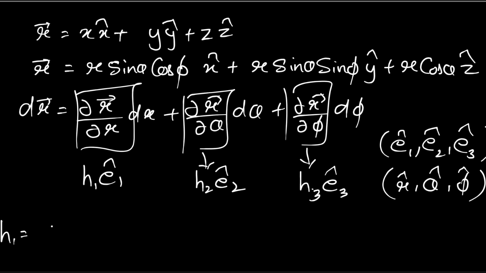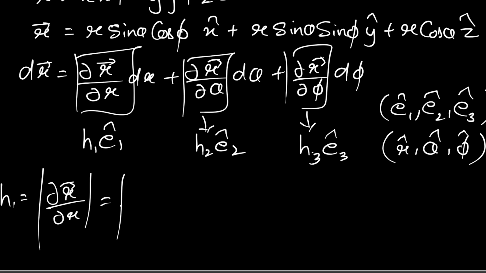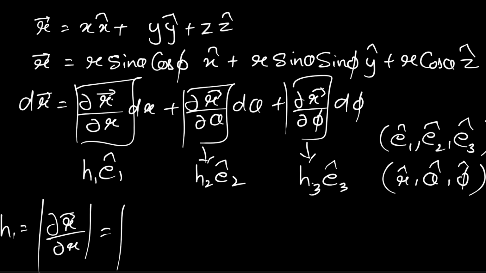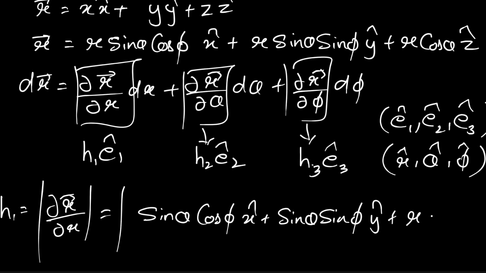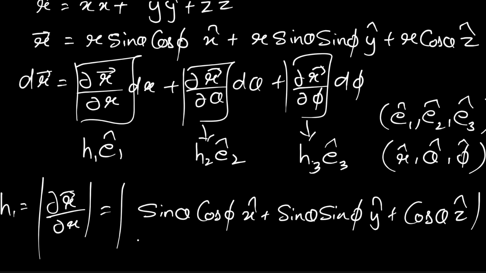h1 is the magnitude of the r vector differentiated with respect to r. First find the r vector and differentiate with respect to r, then we are getting sin theta cos phi x cap plus sin theta sin phi y cap plus cos theta z cap. We have to find the magnitude of this. Finding the magnitude means squaring each of these terms and taking the square root of the sum.